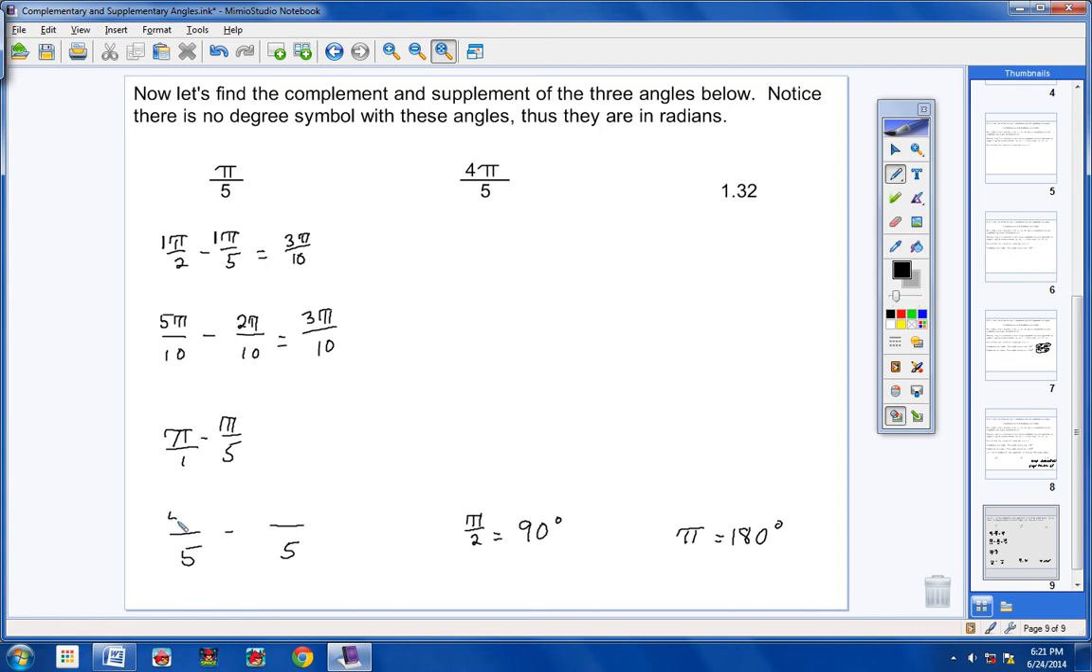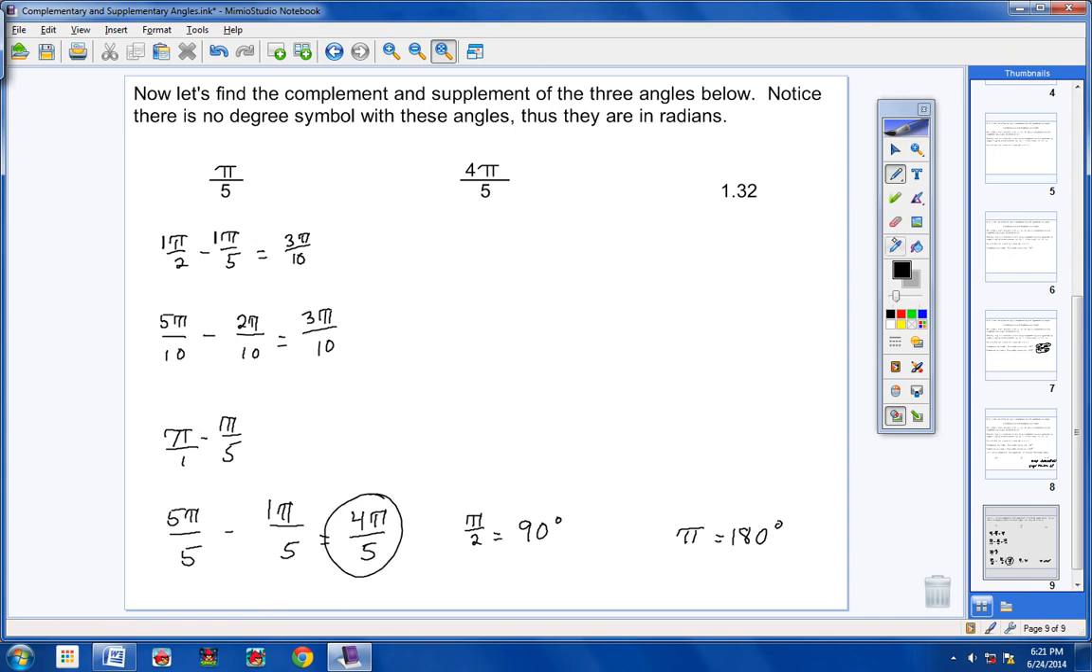5 times pi would be 5 pi. 5 goes into 5 once. 1 times pi would be pi. So you're left with 5 pi minus 1 pi. And 5 minus 1 is 4. So you get 4 pi over 5, which is the exact same answer we had before. So not too difficult, okay?